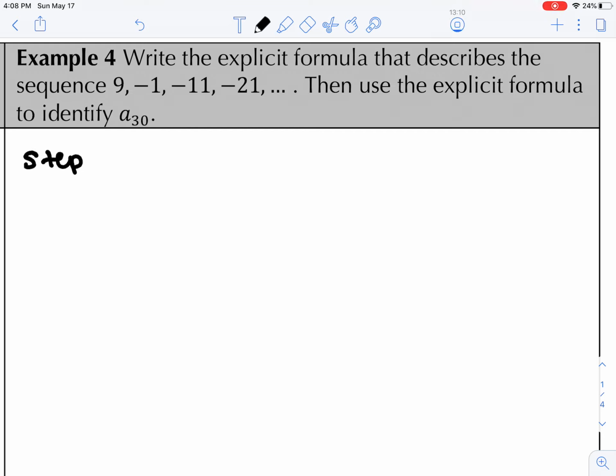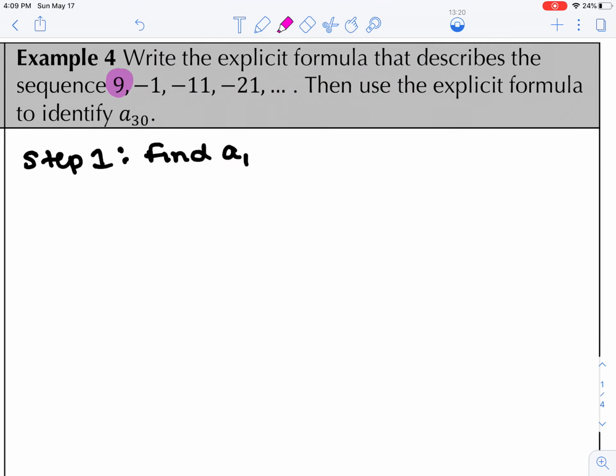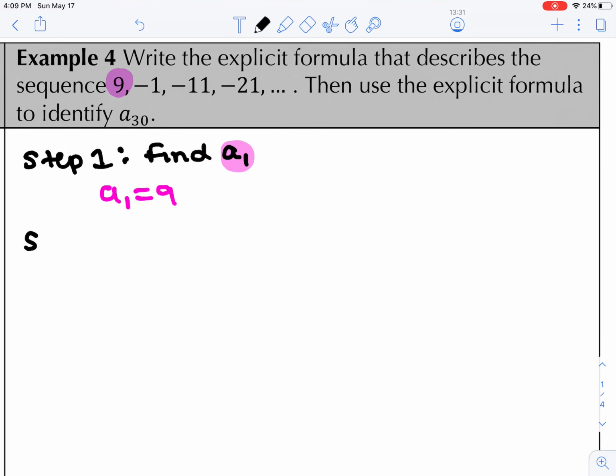So first step, let's go ahead and identify a sub 1. Again, we're not led to believe that a sub 1 would be anything other than that first term listed there in our sequence. So we can go ahead and say a sub 1 equals 9. Our next step is going to be to find the common difference d.